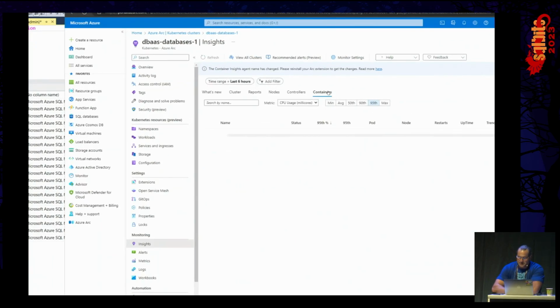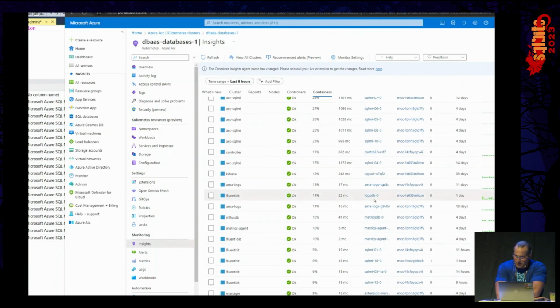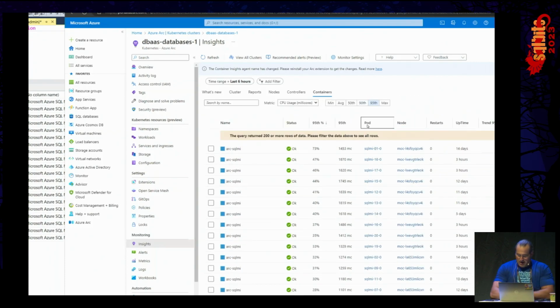They're into containers. So drilling into containers now, it takes a second to bring them all back. There's all these Arc SQL MIs. You can see in that pod column right there, they're all kind of randomly listed. And remember, with a Kubernetes construct, the smallest unit of work is a pod. Inside a pod can be one-to-many containers. You should have a one-to-one. Microsoft, for every SQL MI, has 4 containers inside a pod: the Arc SQL MI, collectd, FluentBit, and an HA container to manage the HA.